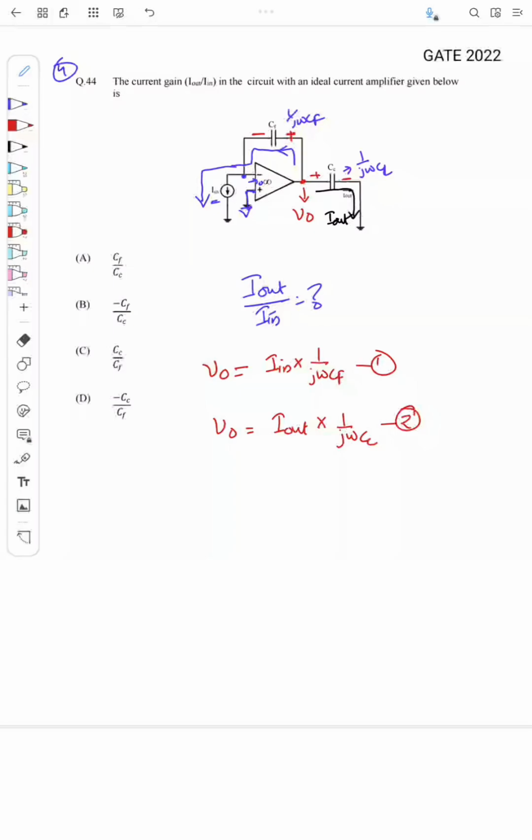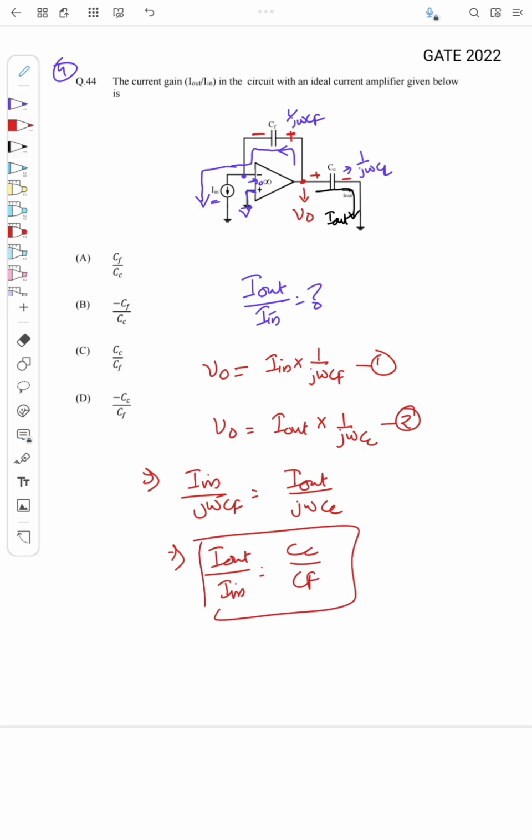Both are equal. So from equation 1 and 2 we can write I in by j omega CF is equal to I out by j omega CC. So I out by I in I can write as CC by CF. So the answer is C.